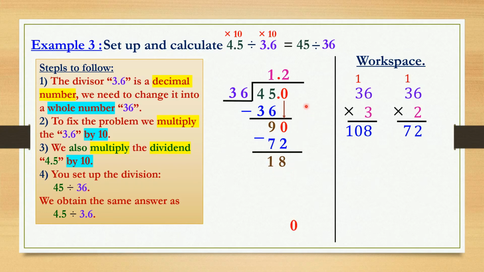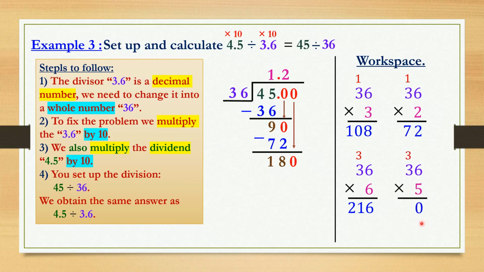The remainder is not 0 yet. I add another useless 0. I slide it. I obtain 180. Let's estimate the quotient. 18 divided by 3, it's 6. So I try the 6 on the scratch paper. 36 times 6, we obtain 216, which is greater. So I try the 5. 36 times 5, it's exactly 180, which is a multiple of 36. And 36 times 5 is 180, and the remainder, it's 0. It's an exact quotient. And 4.5 divided by 3.6 is equal to 1.25.